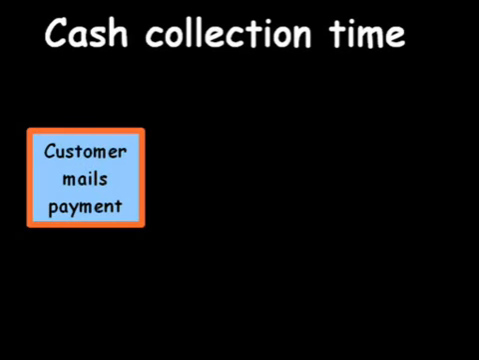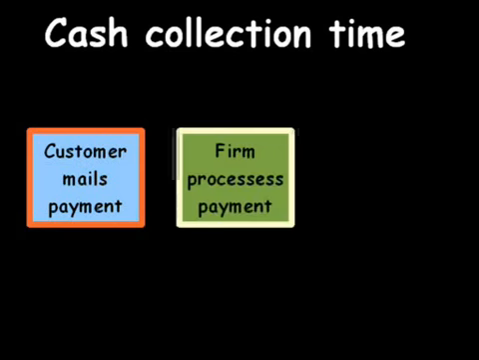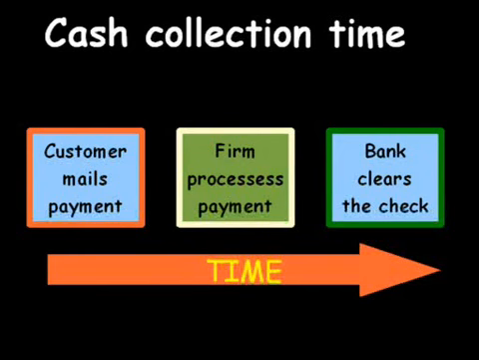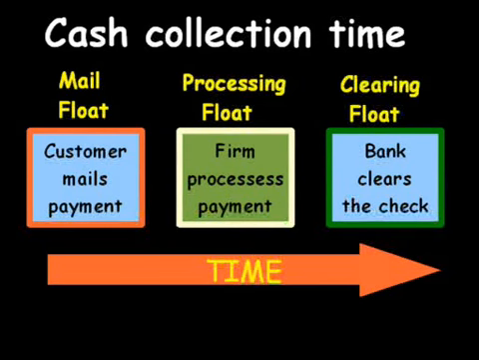Let's take a look at cash collection time here. Now, first off, you have the customer mailing in the payment, so they mail a payment. Then the firm has to process that payment, whatever their processing format is and so forth. And then they take it to the bank, and the bank has to clear the check from the customer. Now, obviously, all this takes a bit of time, so you don't get the cash right away. So we have a mail float, a processing float, and a clearing float.